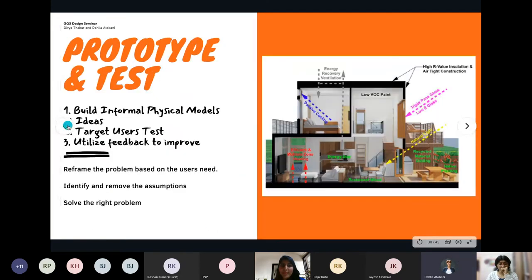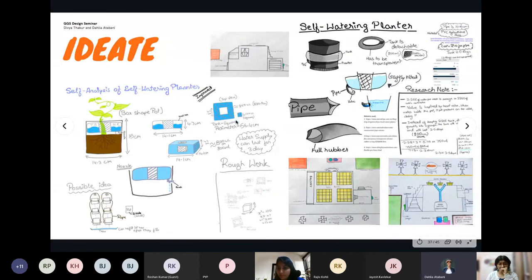So any ideas for the ideate phase? How do you develop sketching skills, brainstorming skills? How do you ideate with your students, in your team, in your classroom? Rahul sir has shared one of the ideas. Rahul sir, do you want to tell us a little about what you are using and how you are using it in your school? In fact, he has used a new term.